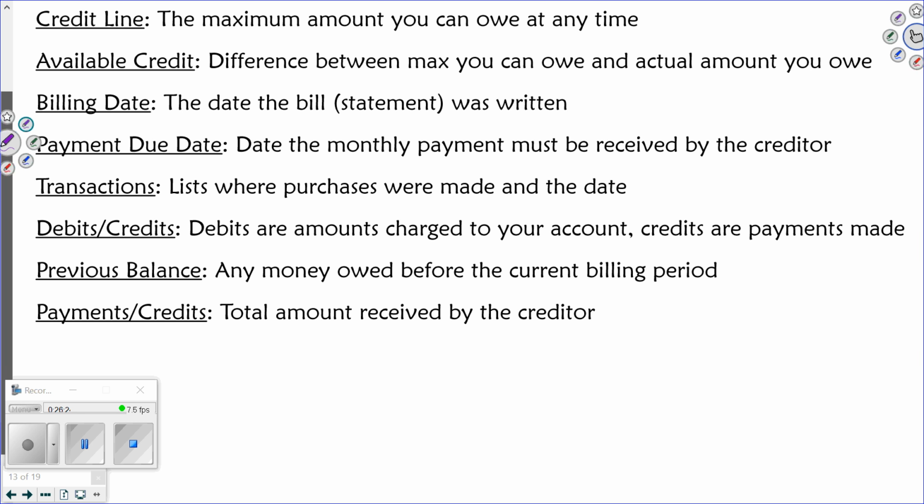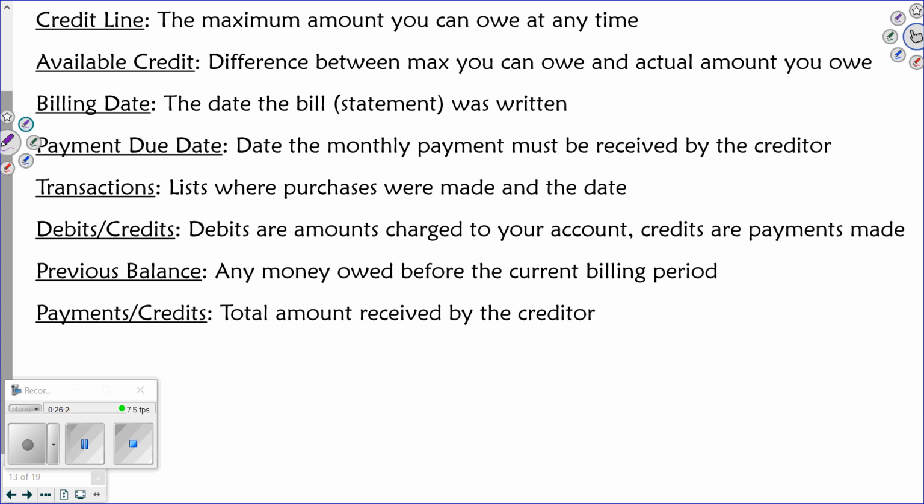Debits and credits. Debits are amounts charged to your account. Credits are payments made. So same with our checking account, which we've already done that chapter. It's going to tell you your previous balance, how much you owed after the last bill, and then the payments and credits, total amount received by the creditor. So it'll show you like last month you owed this, you made this amount of a payment, and then here's your new balance. So it's going to just show you what you did last month.